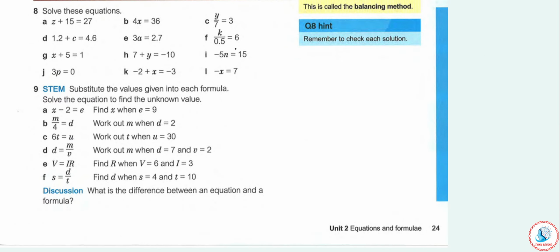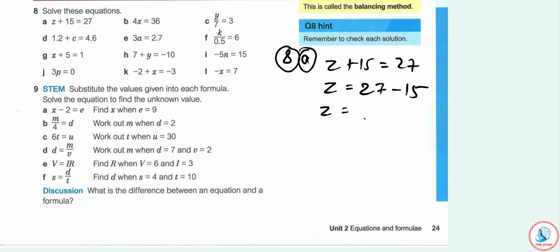So question number 8a, z plus 15 is equals to 27. We have to get the value of z. Z equals to 27 minus 15. So z equals to 27 minus 15 is 12. Okay, and how this happens? Because this 15 is moving on the right hand side of the equal to sign. That's why the sign is changing. I hope this point is clear. Okay, so the value of z is 12.